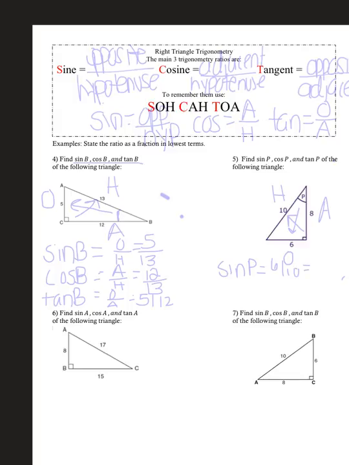Which reduces to 3 over 5. Okay. Then we have the cosine of P, which is equal to 8 over 10, which reduces to 4 over 5. And then I want the tan of P, which is equal to 6 over 8, which reduces to 3 over 4. Okay, so now you're going to try 6 and 7.